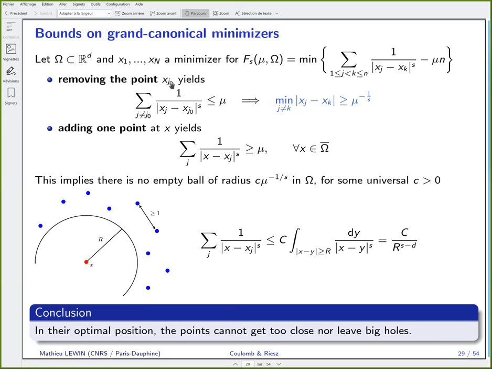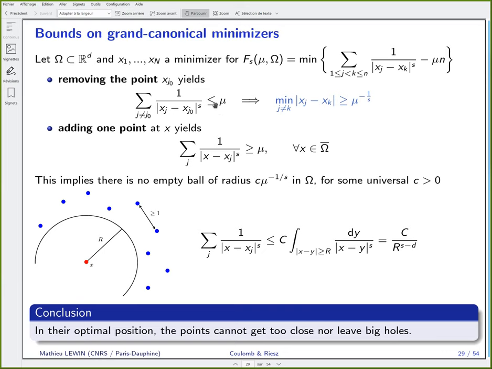So what I do is I remove one point, say xj0, and then I say that the energy minus mu N must go up. If you write what it means when you say the energy must go up, you will discover that this gives you an upper bound on the interaction between the points and all the other points, because that's exactly the missing term in this sum when I remove one point. So that will tell you that the sum over all the points different from j0 of 1 over |xj minus xj0| to the s has to be less or equal than mu. And this must be true for all points. That gives you an upper bound on the interaction between any point and the other points.